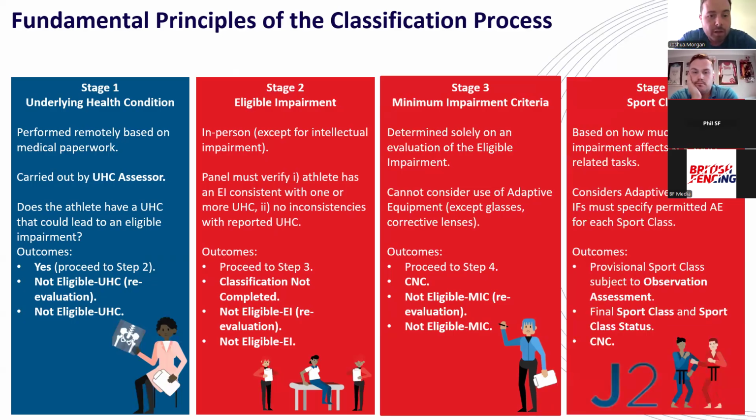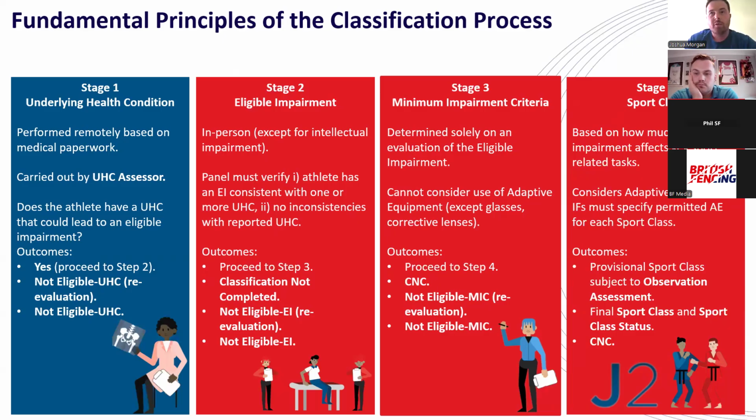Stage 4 is the sport class being assigned a sport class. And to do this, the classification panel will ask the athlete to take part in some key sport-related tasks. Every sport has different ways of testing depending on the eligible impairment. And from there, they will then assign a sport class as well as a sport status, which I will come on to in the next slide.